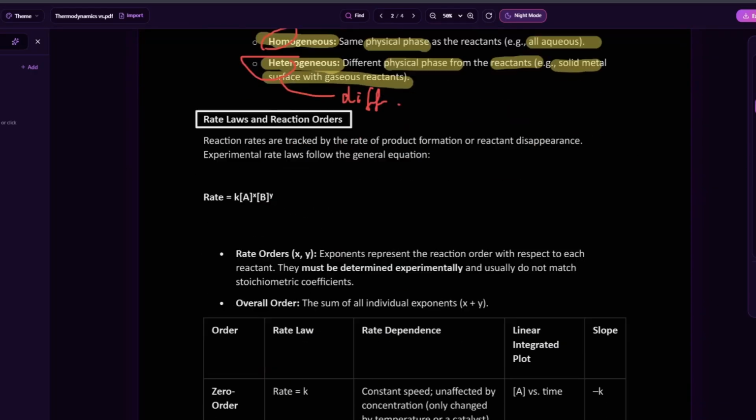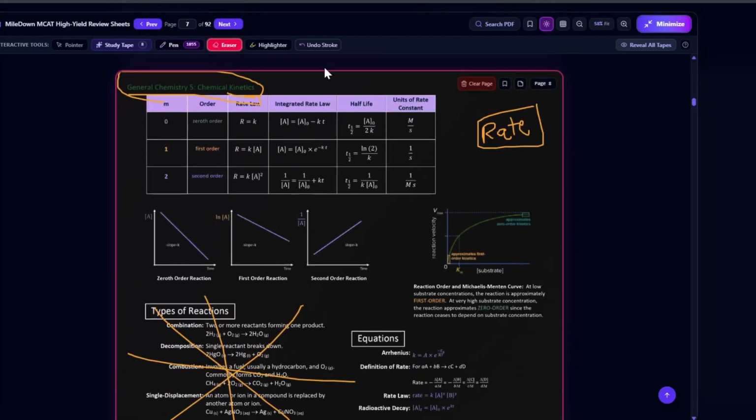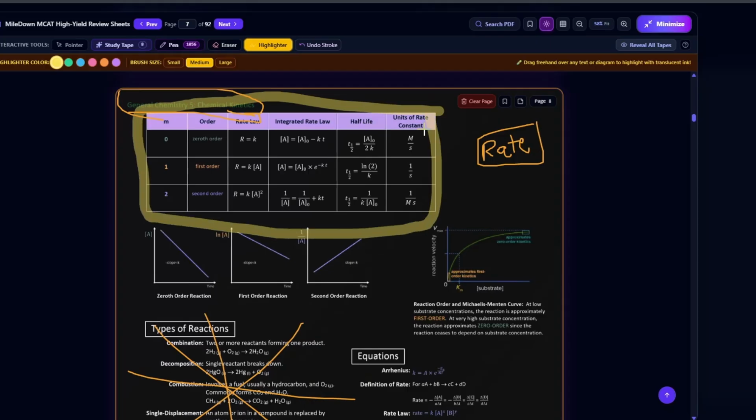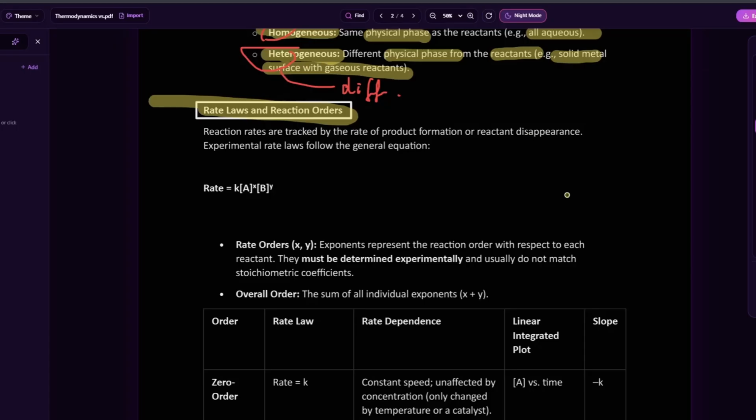All right. And now we're going on to rate laws and reaction orders, which is here on the Miledown sheet. This rate and reaction orders section on the Miledown sheet looks very intimidating, but you can learn it by following me. There's an easier way to learn rate laws and reaction orders. So rate is equal to k[A]^x[B]^y. It looks complicated, but it's not.